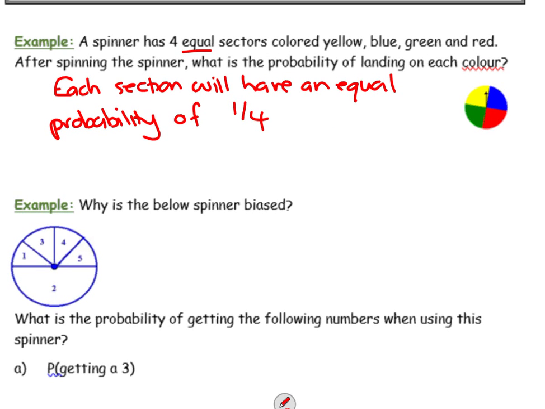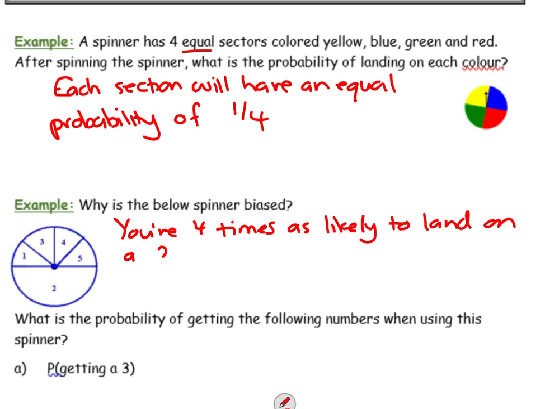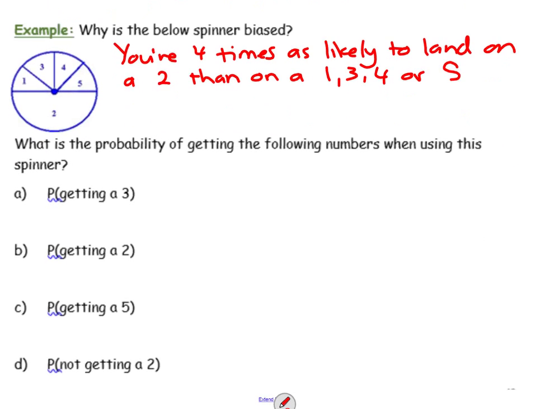Why is the below spinner biased? So as you can see, the area for 2 is 4 times as big as any other area that you've got going around here. So you can word that in different ways. So what will I say? I'll say you're 4 times as likely to land on a 2 than on a 1, 3, 4, or 5. So you might have said it in a different way, so long as you say something to that effect. That's what we're asking for.